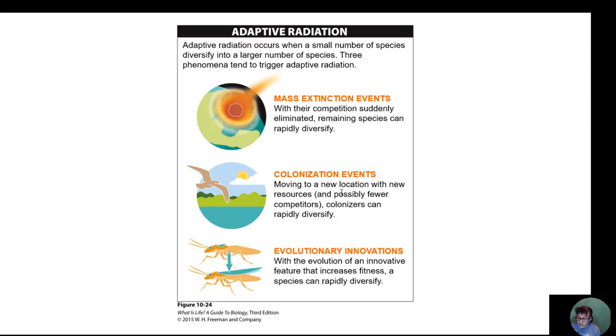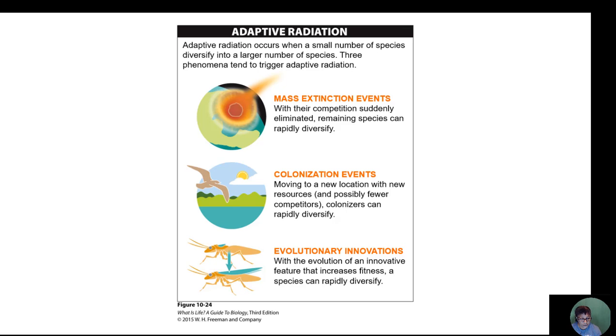So moving to a new location with new resources, possibly fewer competitors, colonizers can rapidly diversify. Adaptive radiation. Or there could be evolutionary innovations, right? Change in this allele frequency over time that gives this new increased fitness. With that, a species can rapidly diversify.